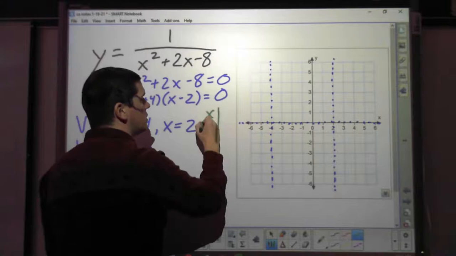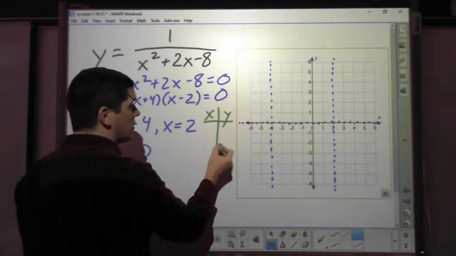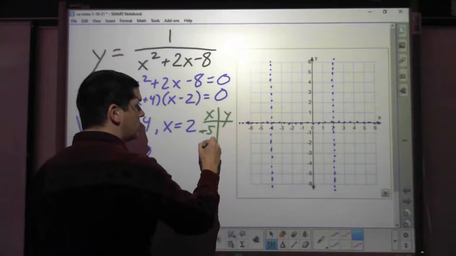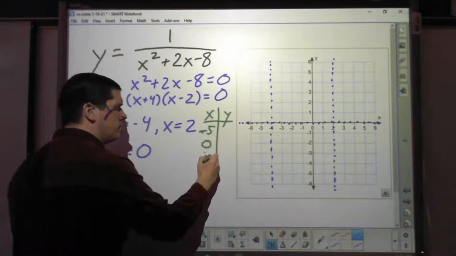So I still need an XY chart. Just now, I am going to have three numbers. Again, something over here, negative 5 looks good. Something in the middle, 0 looks good. And then something over here, 3 looks good.